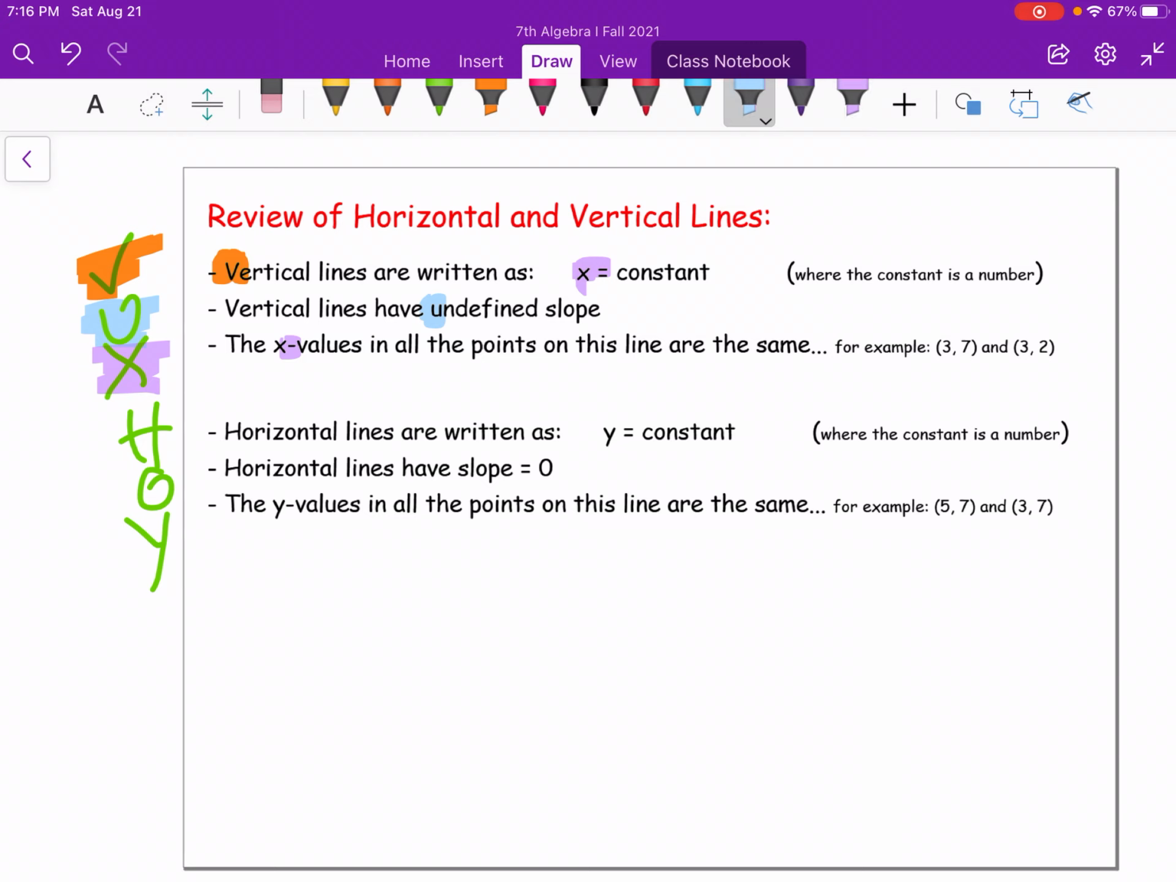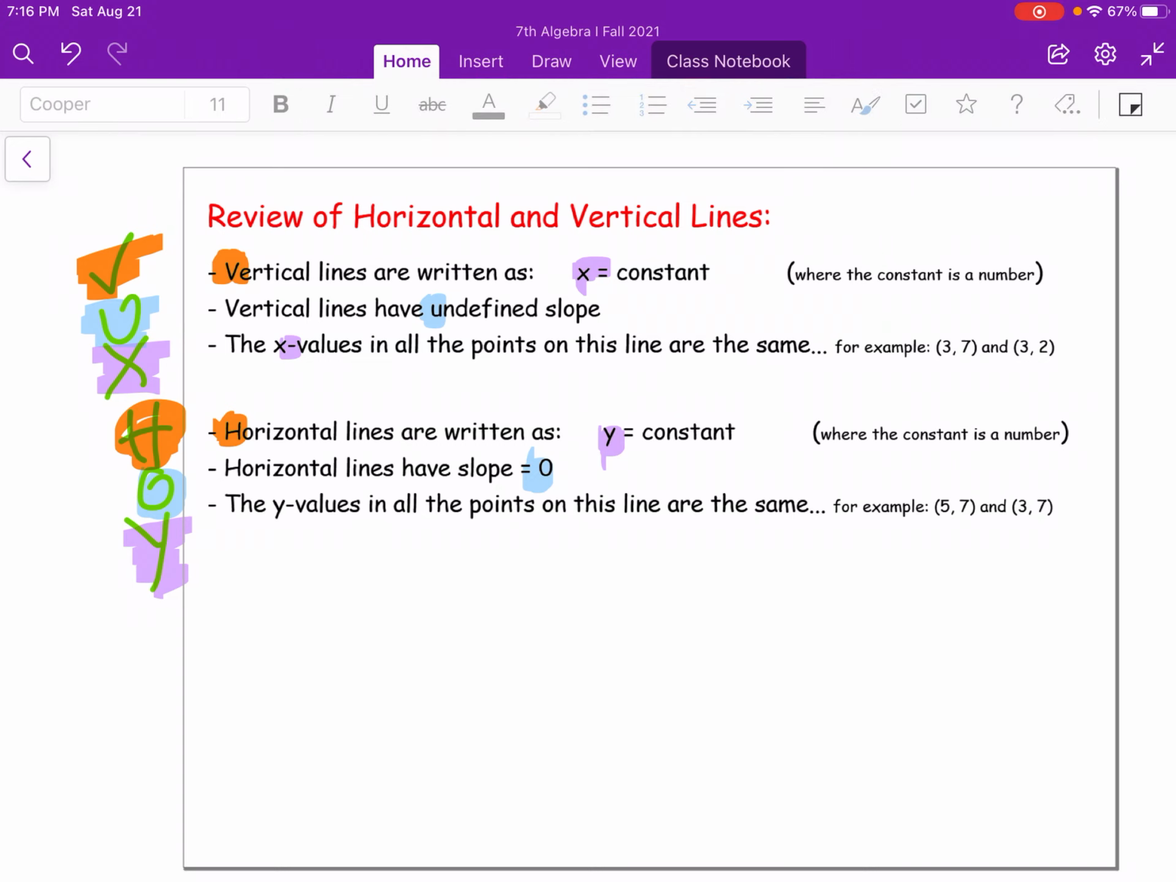And then the HOY is the same idea. So you've got horizontal lines with a slope of 0. So the O is a 0, and then y equals is the Y in the HOY. So some people really like that because they just like those mnemonic things, but VUX HOY is helpful for remembering that, if that's helpful.